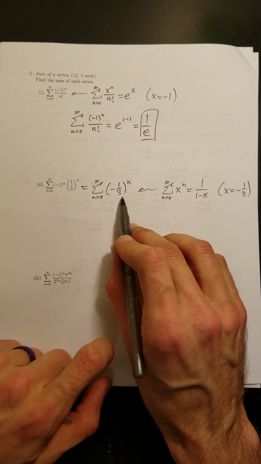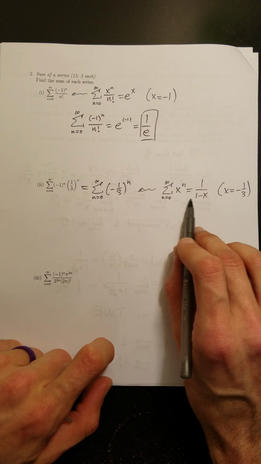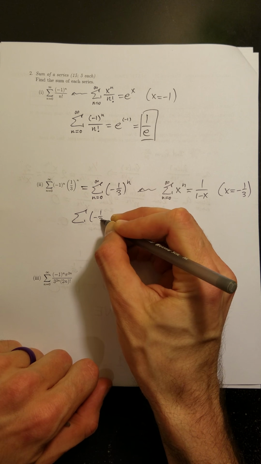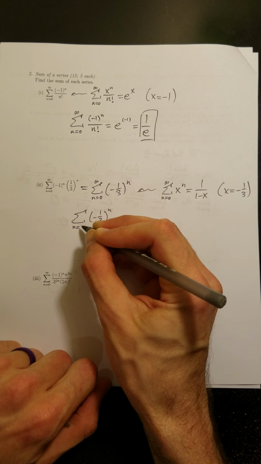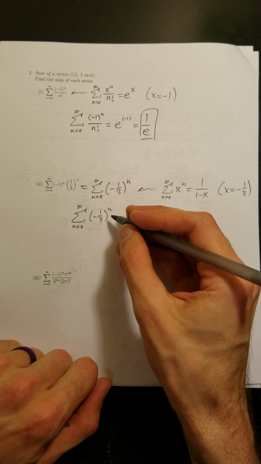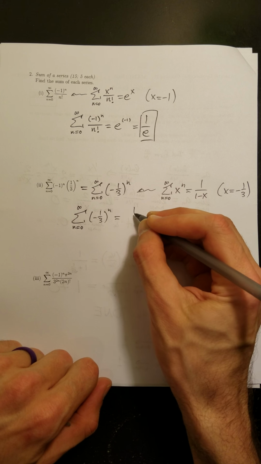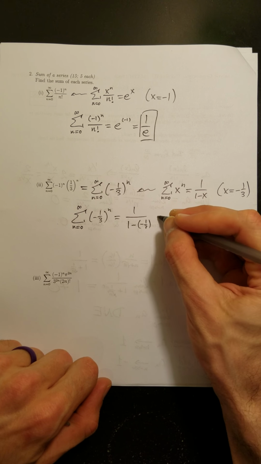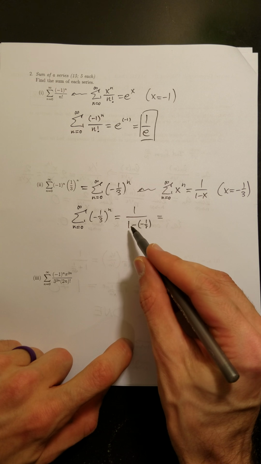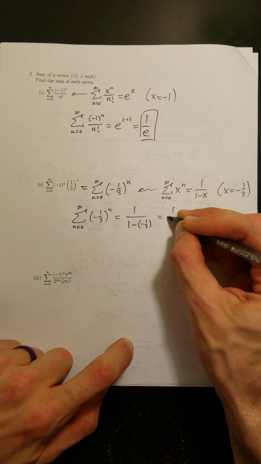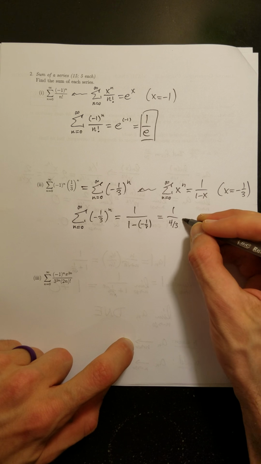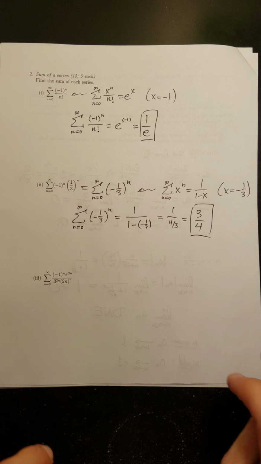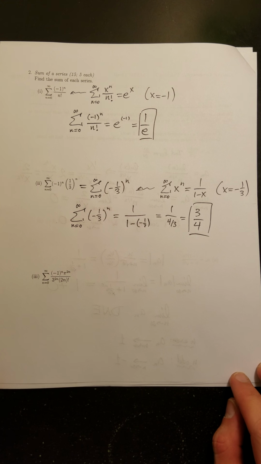So all I have to do is plug in this value -1/3 into this expression, and I get the sum of my series. So -1/3 to the power n from n equals 0 to infinity is just equal to the value 1 over 1 minus -1/3. But this is, of course, just 1 over 1 plus 1/3. This is 1 over 4 over 3. And this is just equal to 3 over 4. Okay, so that's the sum of that second series.